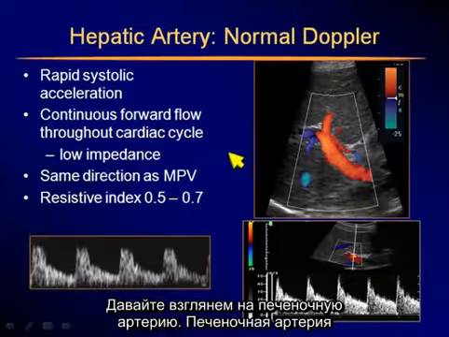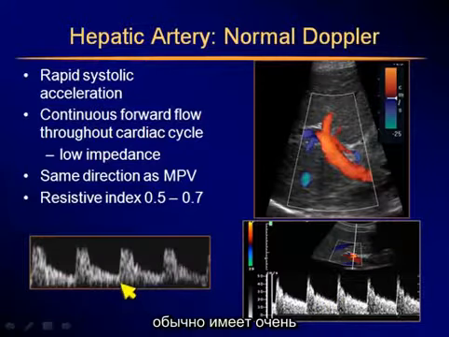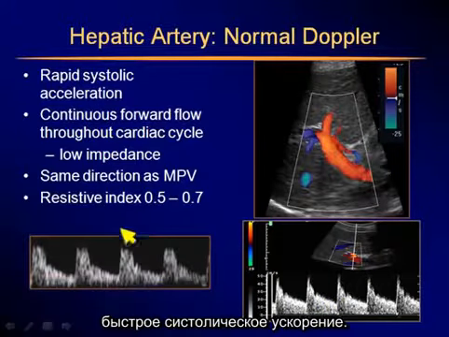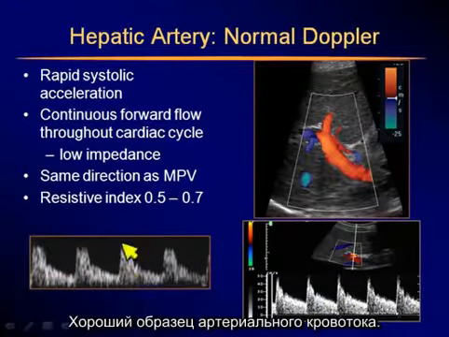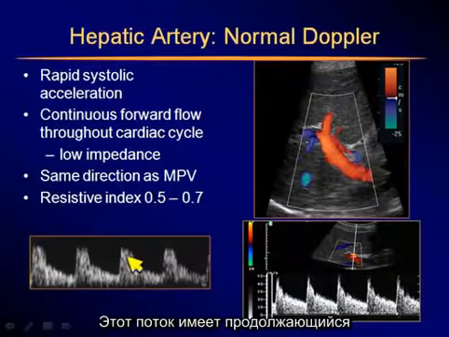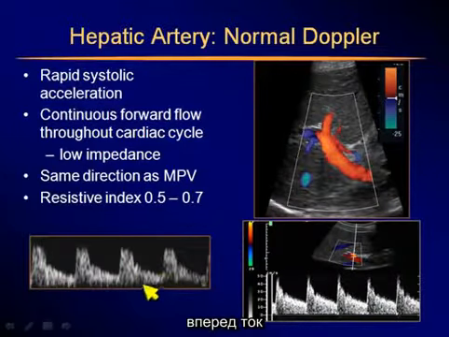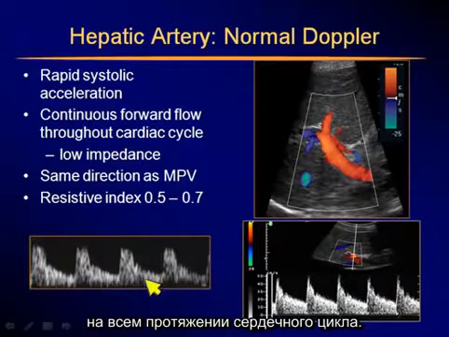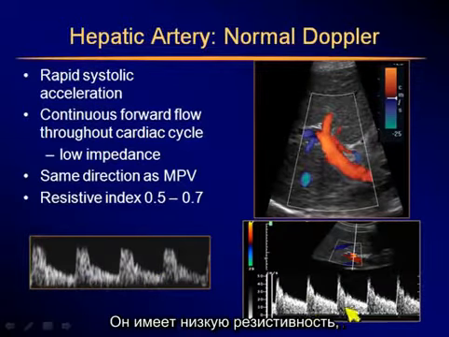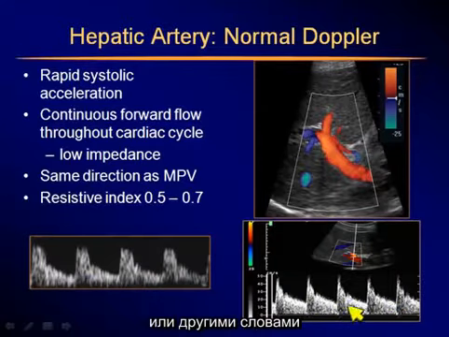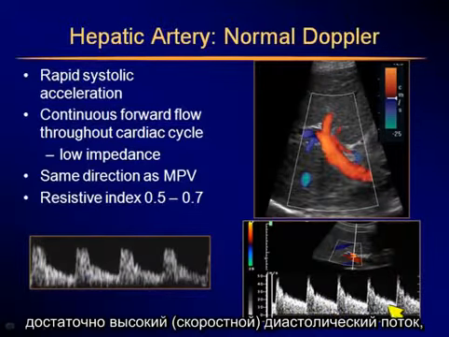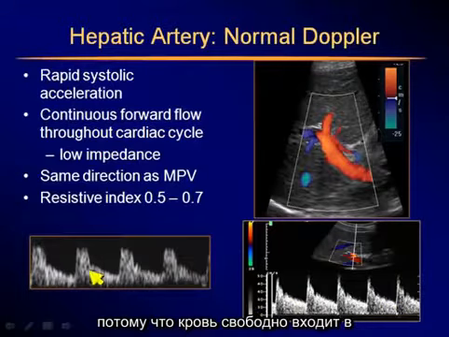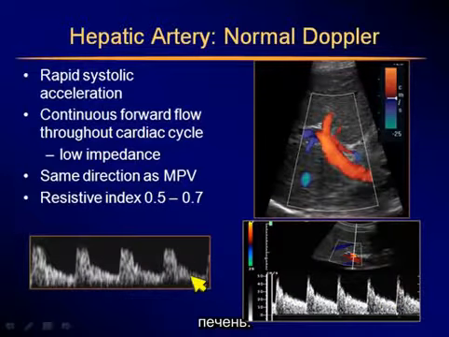The hepatic artery, now let's look at the hepatic artery. The hepatic artery typically has a very rapid systolic acceleration. It's a nice arterial pattern. It has continuous forward flow of blood into the liver throughout the cardiac cycle. So it has a low resistance pattern. In other words, fairly high diastolic flow because blood freely enters the liver.